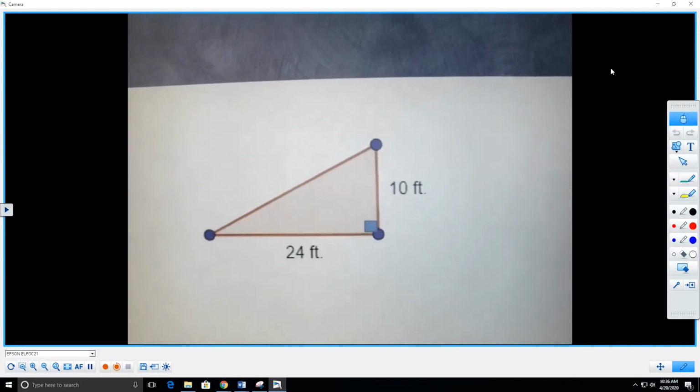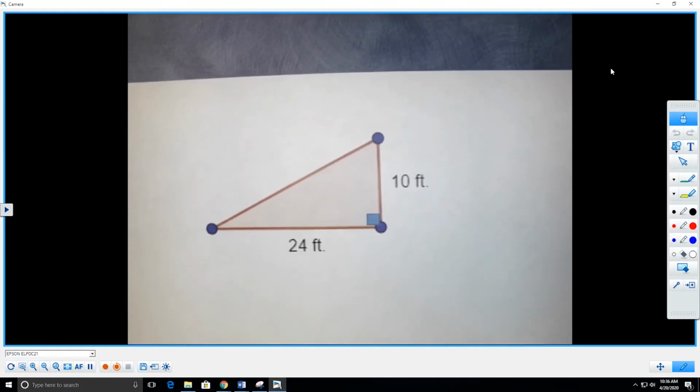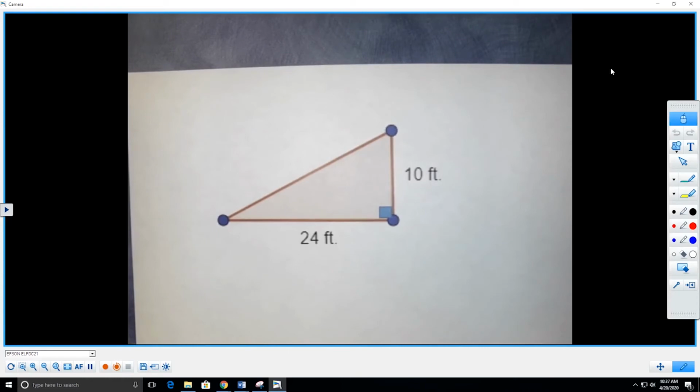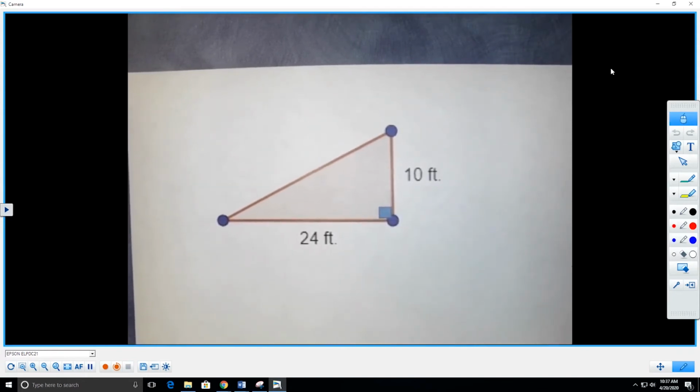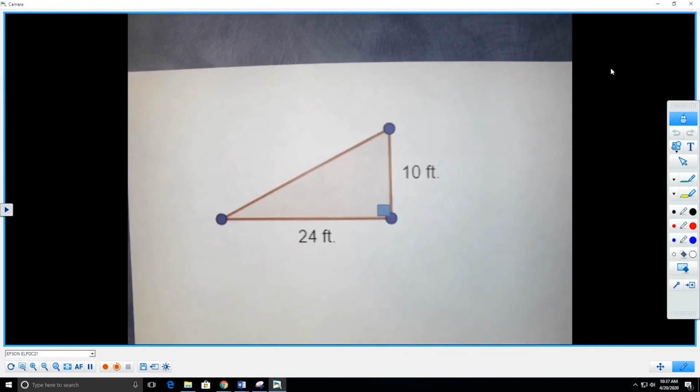All right. Which side length is missing, the hypotenuse or a leg length? Right, the hypotenuse is missing, or what the Pythagorean theorem calls C, because it's the side opposite the right angle. And it appears to be the longest side length. The other measurements are legs, 10 feet and 24 feet. We are ready to substitute in and solve.